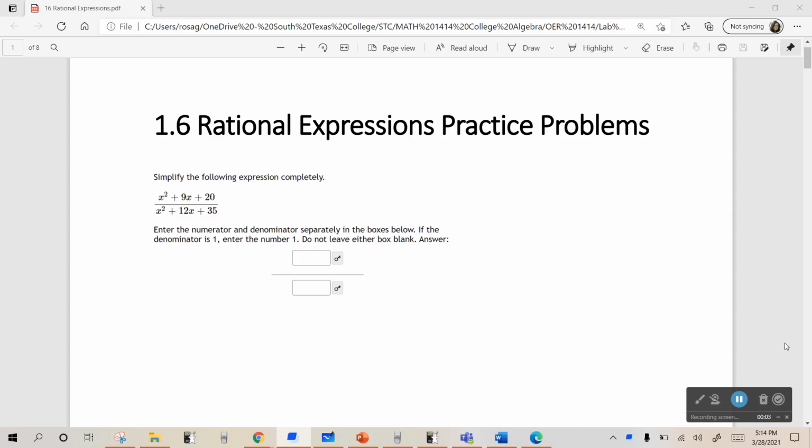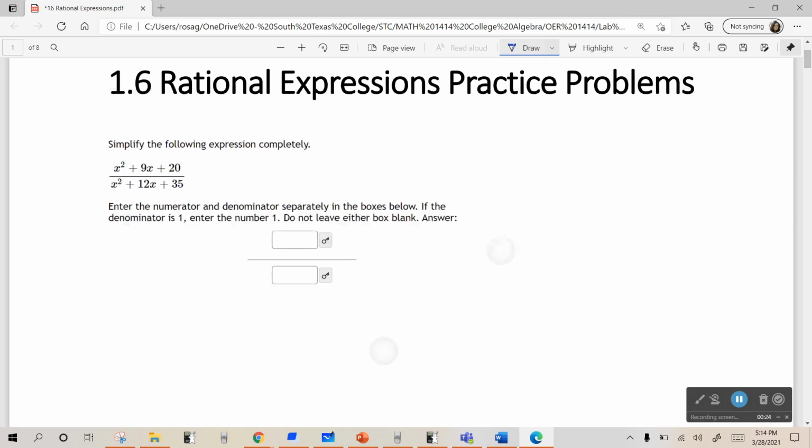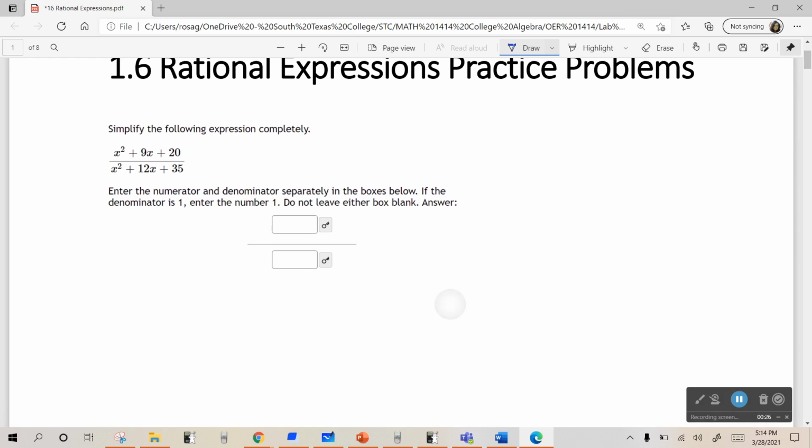Okay, let's talk about rational expressions. These are some practice problems from the homework that I want to go over. When you have a rational expression like this, what you want to do is factor first. Remember that I showed you either you know how to factor them, or you can use the method we use in class, which is to solve them with the quadratic formula.